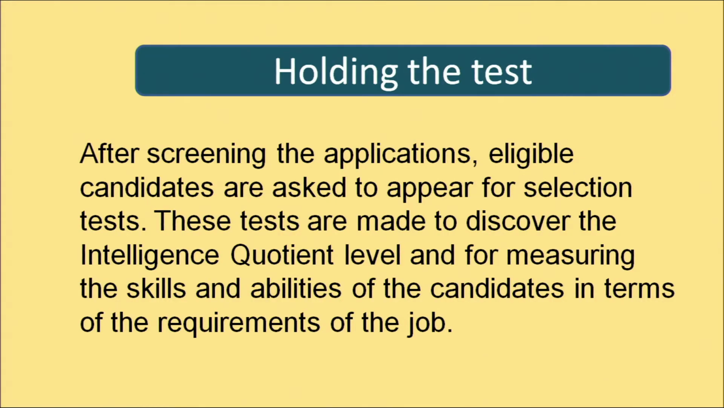Now move on to the second step. Once the candidate fulfills the minimum eligibility, then only he has to go through the written test. After screening the application, eligible candidates are asked to appear for a selection test. These tests are made to discover the intelligence quotient level and to measure the skills and abilities of the candidates in terms of the requirement of the job.